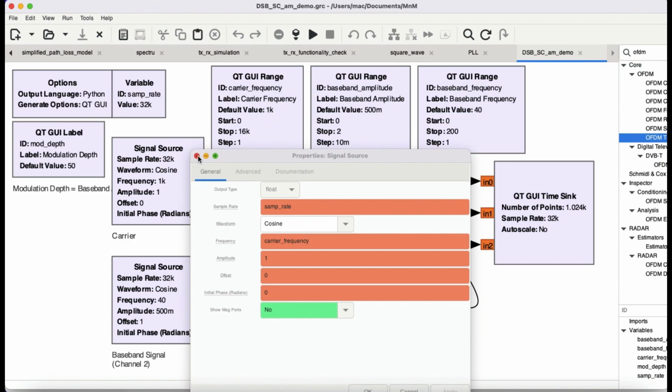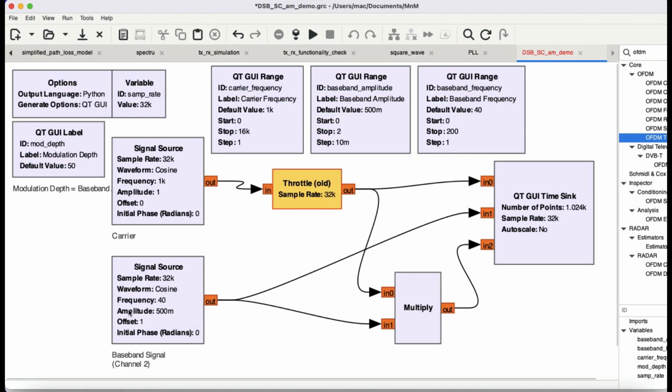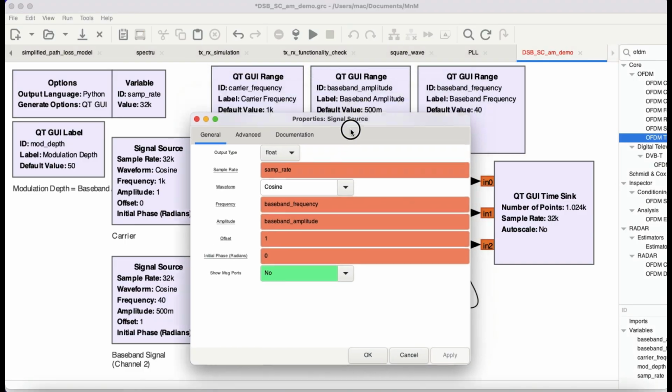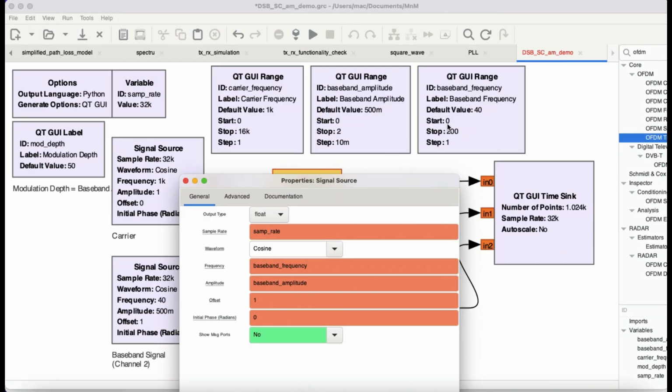Now, the second thing is you have to have your baseband frequency, or your information signal, or your baseband signal, or your modulating signal. This modulating signal is controlled by a variable called baseband frequency, which goes from 0 to 200 hertz, and the default frequency that I have set is 40 hertz. And the same thing, this baseband amplitude is being controlled by this range slider, which goes from 0 to 2, and the minimum is 500 millivolts or whatever units are there, and the step size is about 10 milli. So the amplitude is being controlled by this slider.